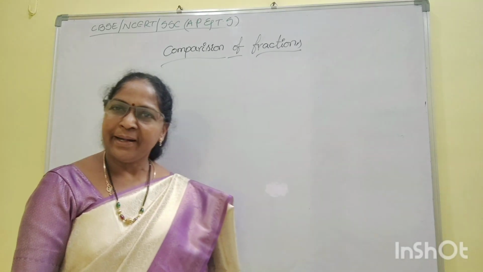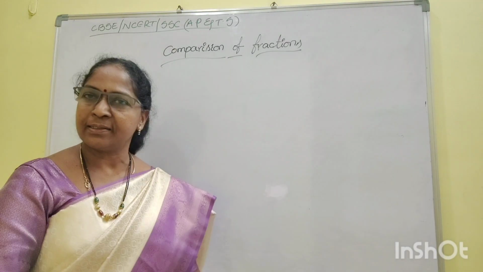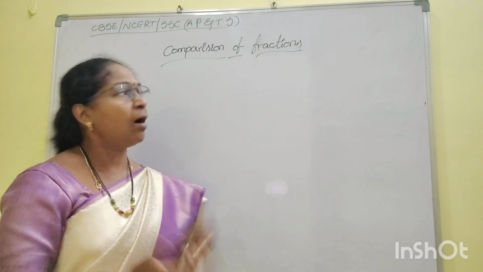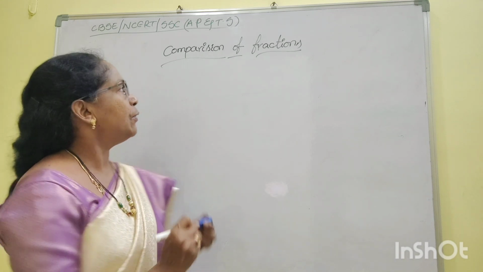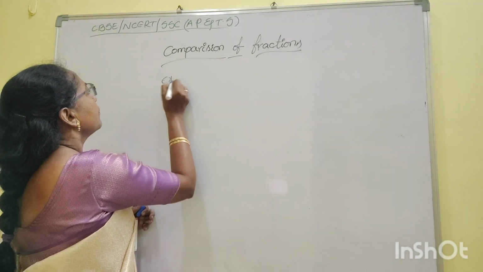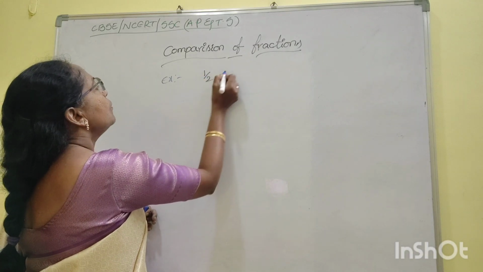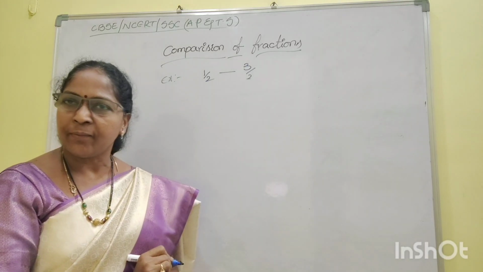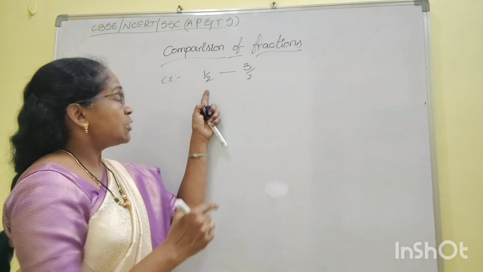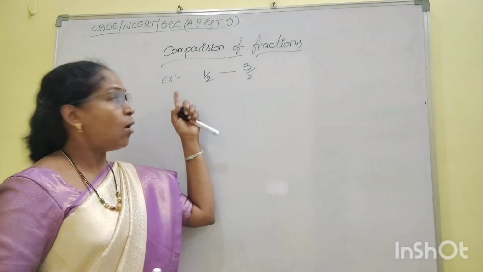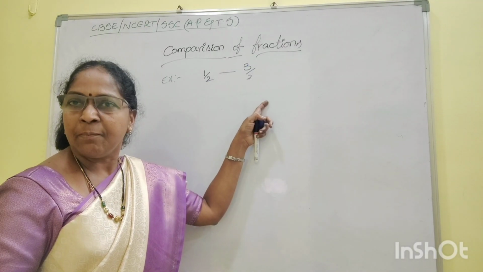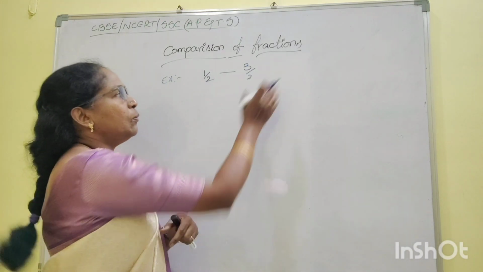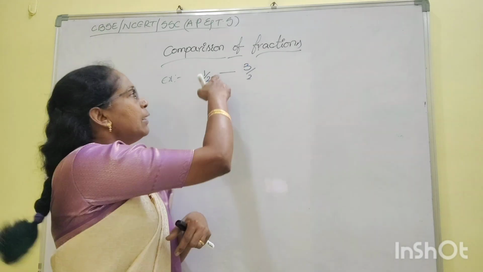Next topic is comparison of fractions. How can you compare? Which fraction is smaller and which fraction is greater, or both are equal. Like that you have to compare. For example, here 1 by 2 dash 3 by 2. Here in the blank you have to write one symbol. So is it first number is less than the second number, or first number is greater than the second number, or both are equal? So is it less than or greater than or equal to? Among those three symbols, one symbol you have to write here.